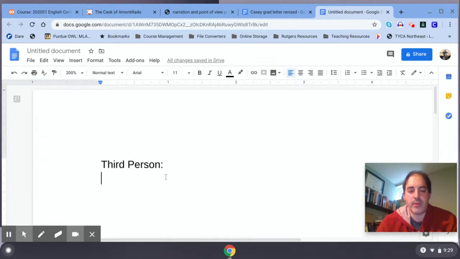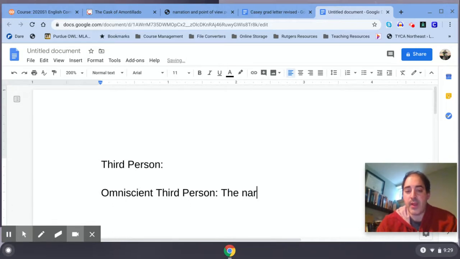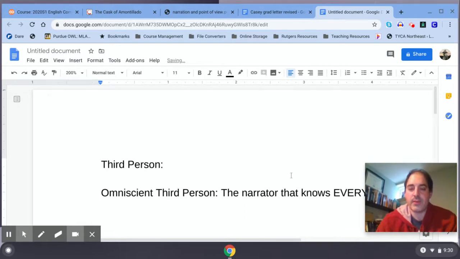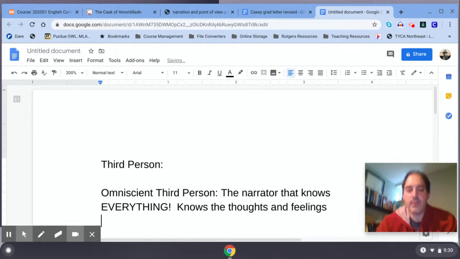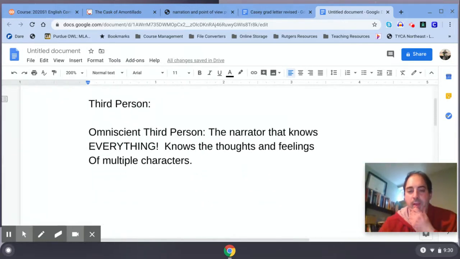200%. There we go. Third person, you have an external observer, right? But you have these different categories. So first you have the omniscient third person, right? The omniscient third person narrator is the narrator that knows everything. It knows the thoughts and feelings of multiple characters. So you're not just inside one character's head like you are in a first-person narrative. You can see the thoughts and feelings of multiple characters, right?